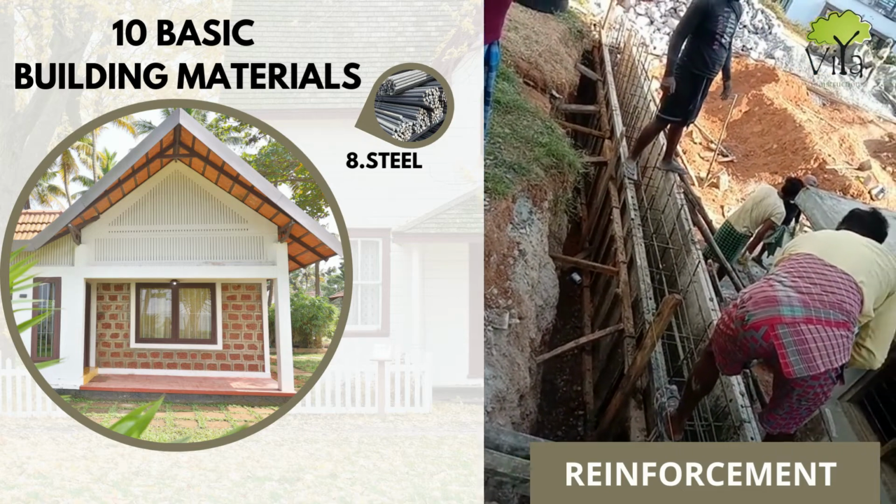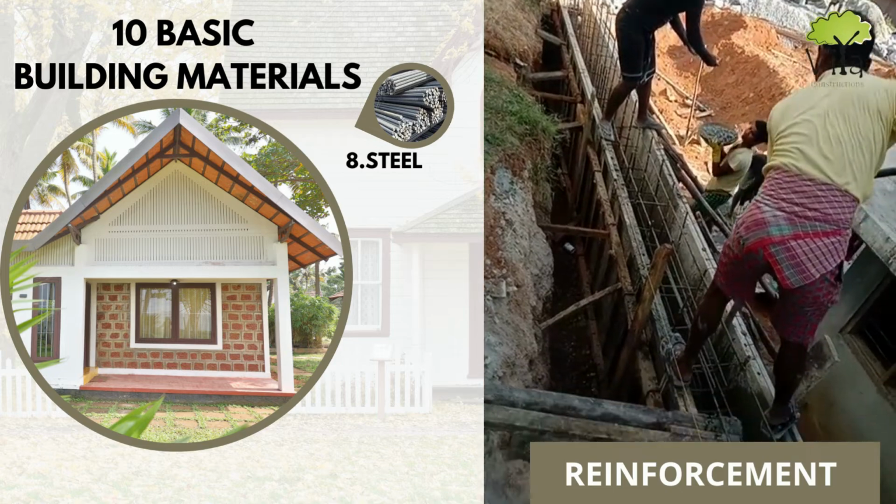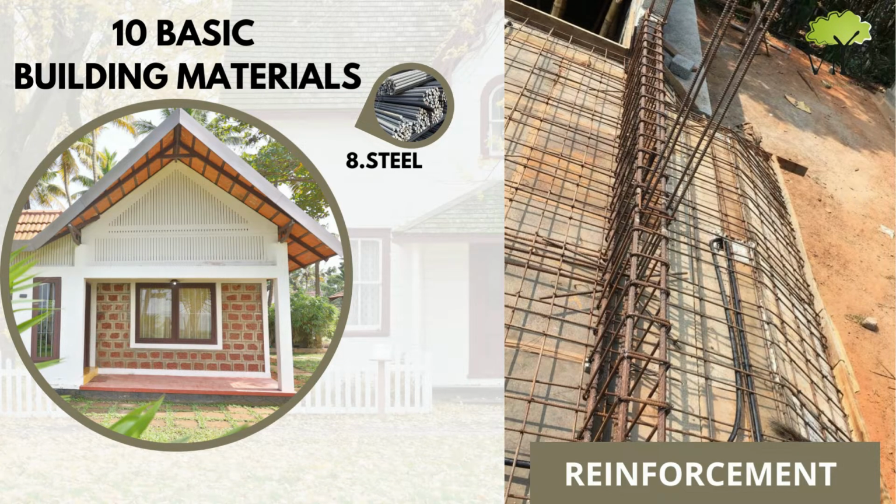Steel. Steel is basically used to enhance the strength of an RCC structure. The RCC is a proportional mix of cement, sand, water and aggregates with steel. The commonly used types of steel in construction are the TMT bars and the HYSD bars.